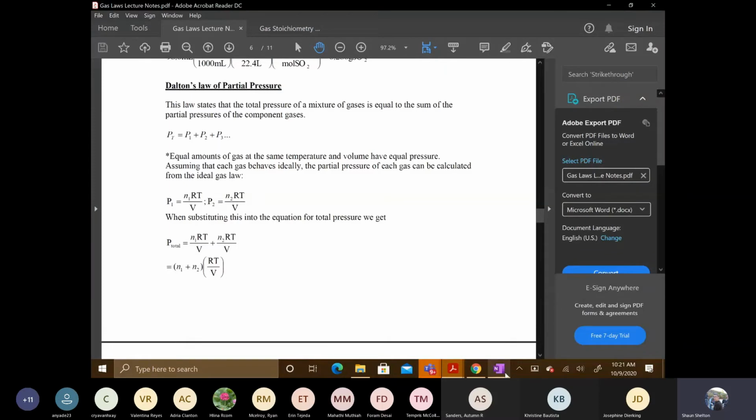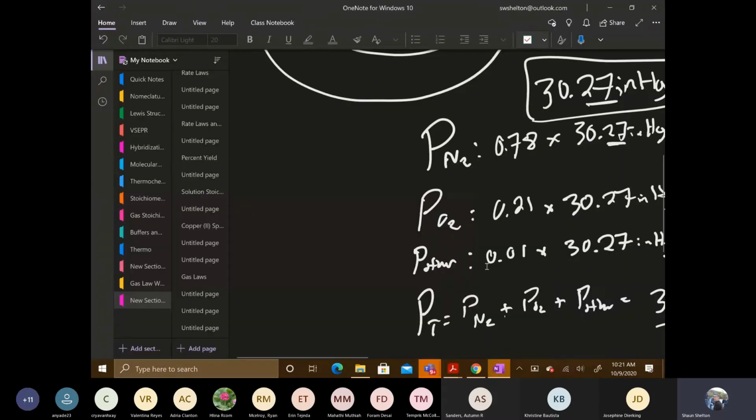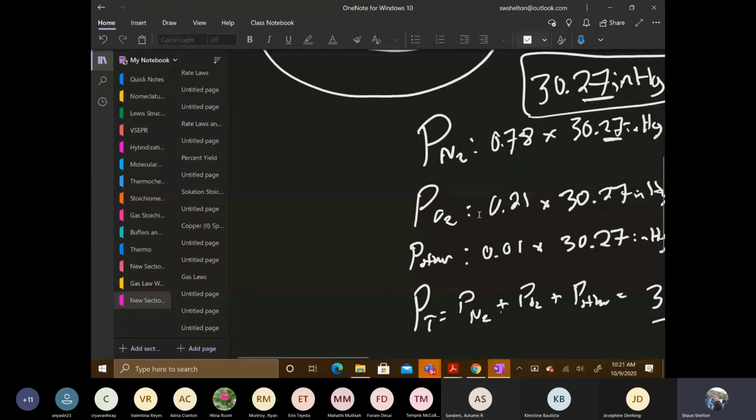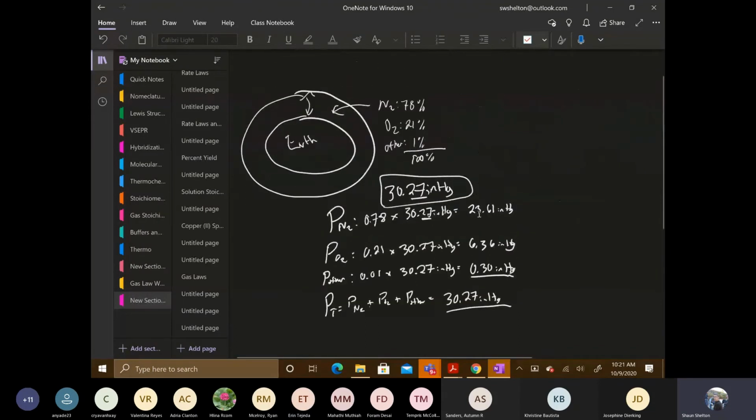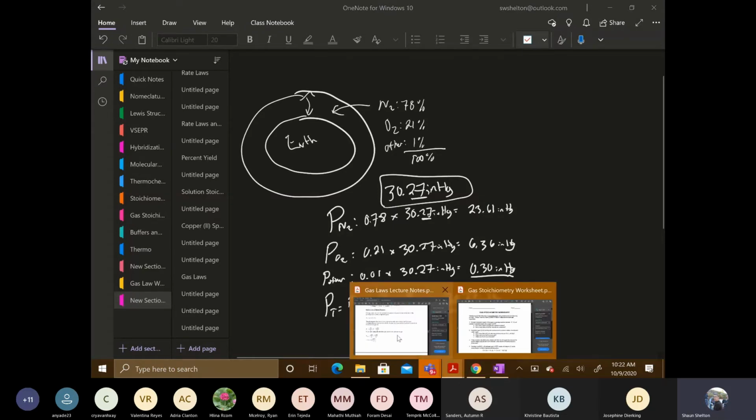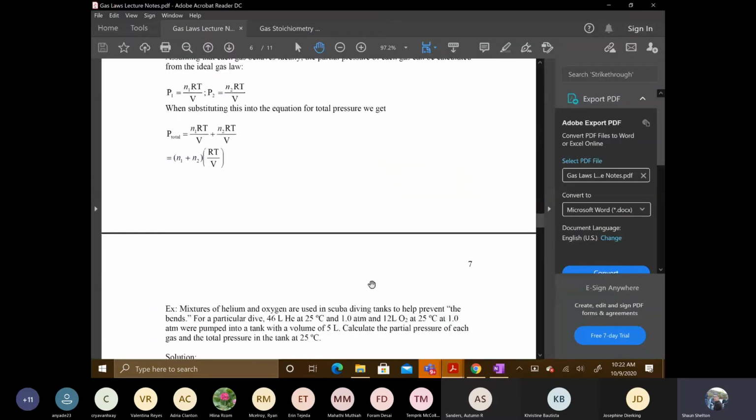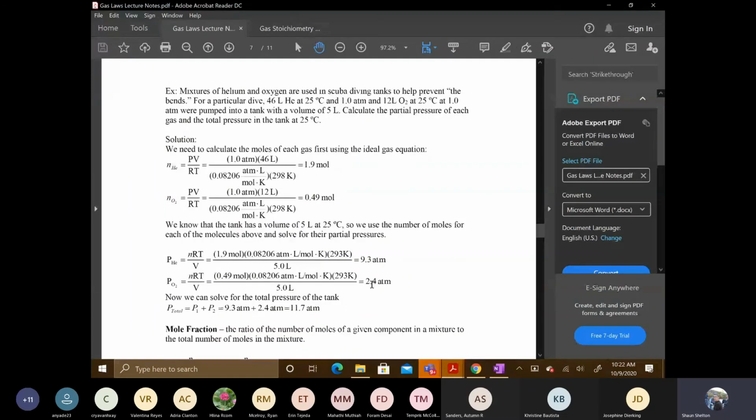Now, the good thing about the example that I just showed you is that we know percentages. So we actually took the percentages of the gases and used them to figure out what the partial pressure of each individual gas is. And so not always will it be like this. So let me give you an example here. Our example we're going to look at is right here, and I'm just going to stay on this page.